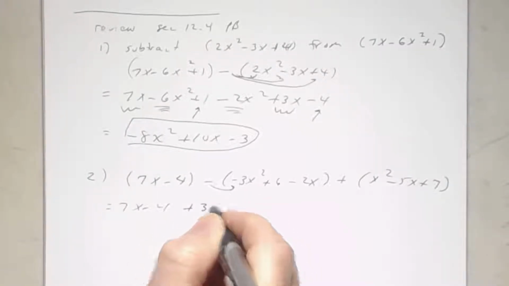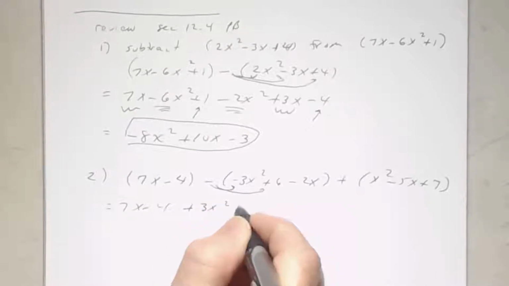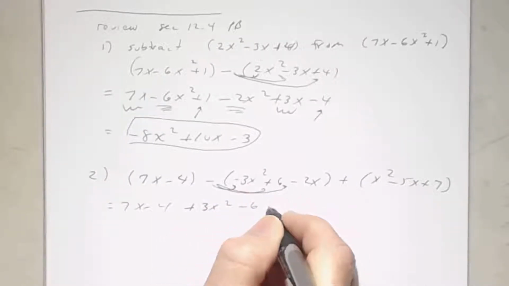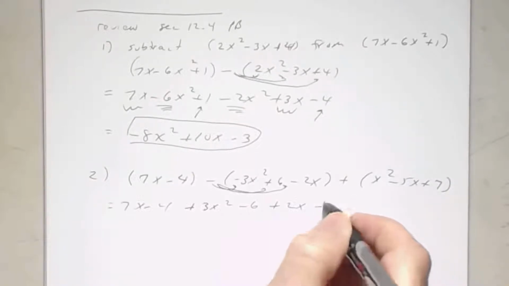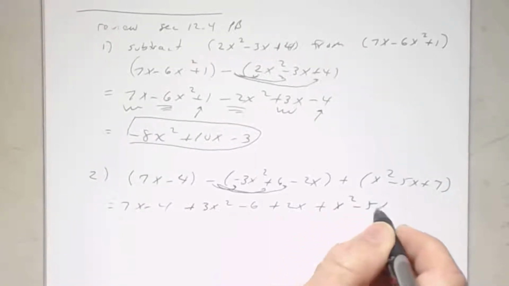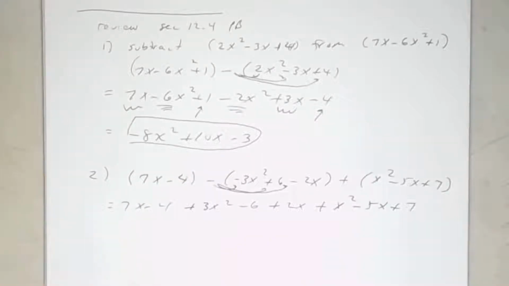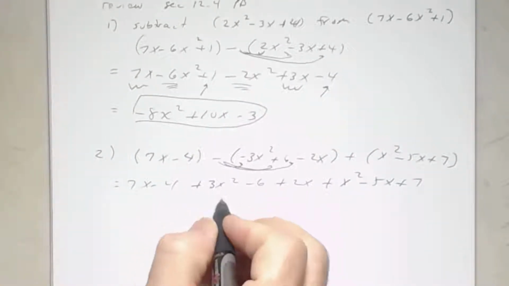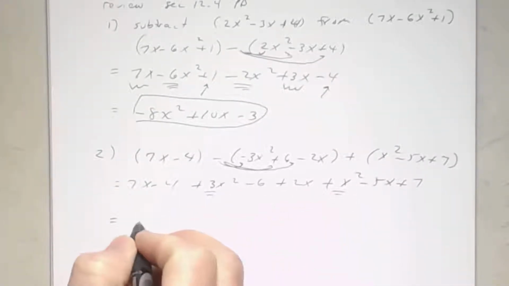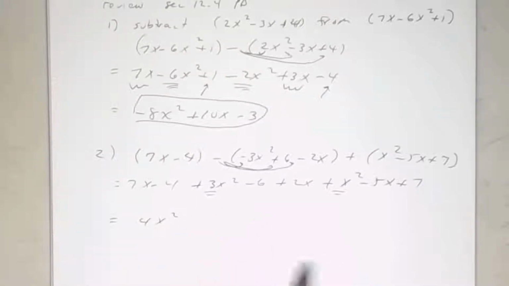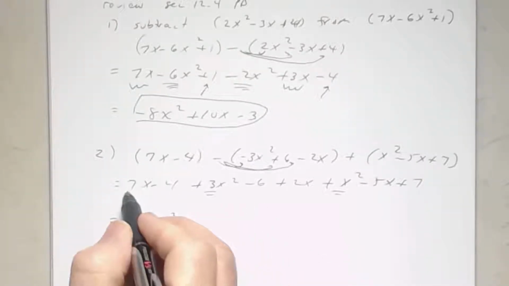Is it 3x squared minus 6 plus 2x? And then over here, that just becomes what? Yeah, so just rewrite it. Okay. All right, let's put it in descending order. So let's talk about the x squareds. What's 3x squared and x squared? 4x squared. Okay, now the x terms.